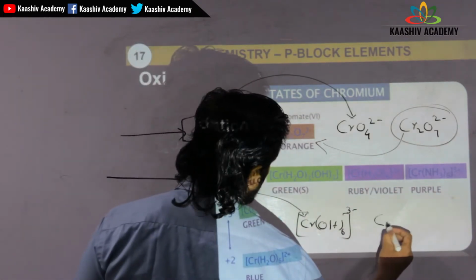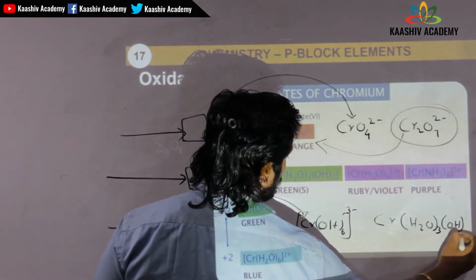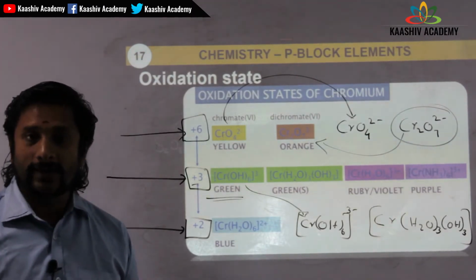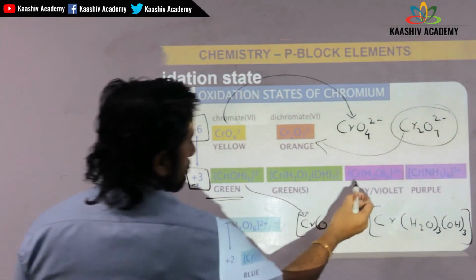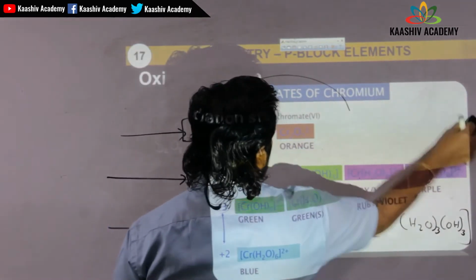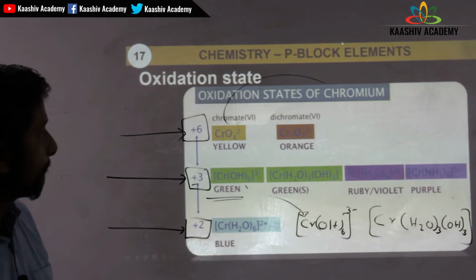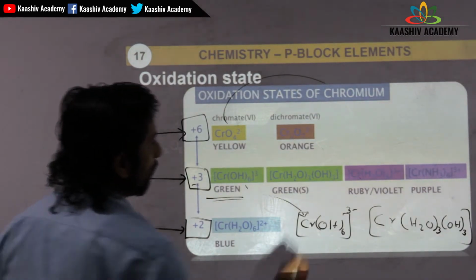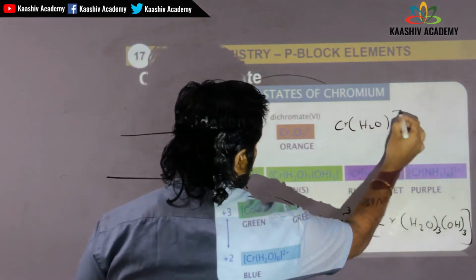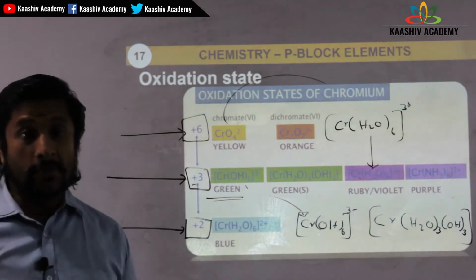Over here it's a bit more complex, Cr(H2O)3(OH)3, it has an oxidation state of +3 with a green color. On the other end you have some other compounds. Over here you're able to see the compound Cr(H2O)6 3+. It has a violet color, and maybe a ruby color.